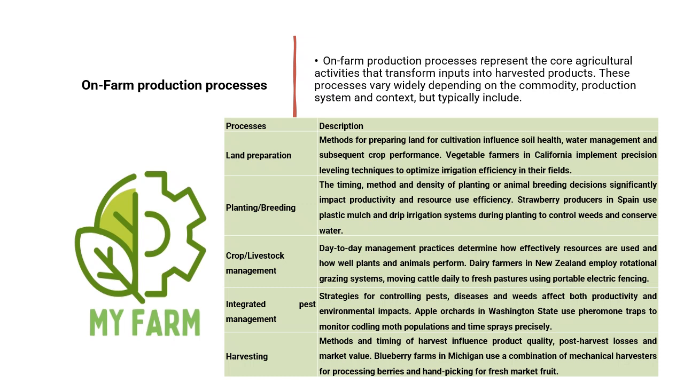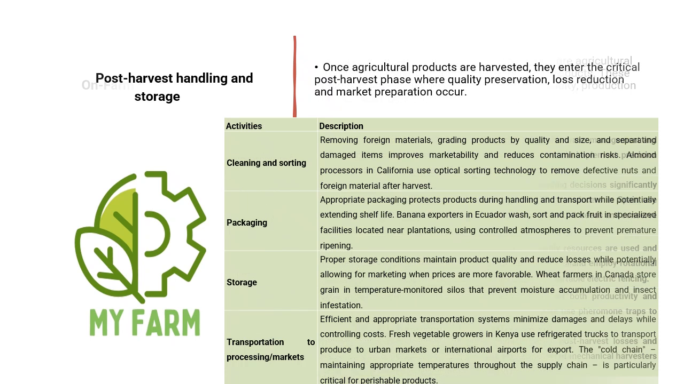Blueberry farms in Michigan use a combination of mechanical harvesters for processing berries and hand picking for fresh market fruit, matching harvest method to end-use requirements. Once agricultural products are harvested, they enter the critical post-harvest phase. This is where quality preservation, loss reduction, and market preparation occur.